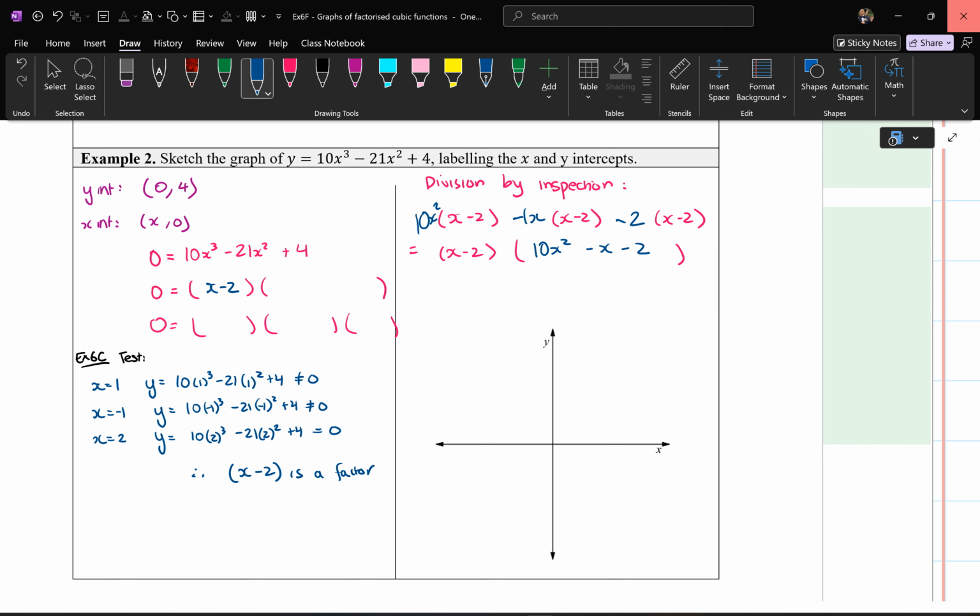This is called division by inspection. It is cleaner, can do it for most things, but it requires a bit of algebra in your head. Otherwise, polynomial division works. Okay? So you should be up to this step here. You've got now 10x squared minus x minus 2.